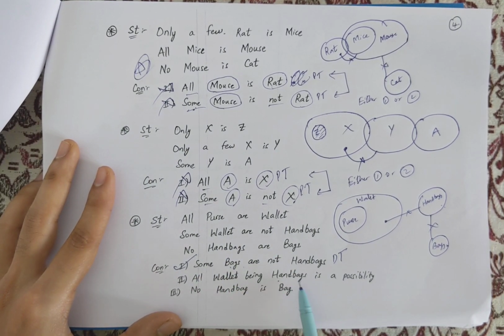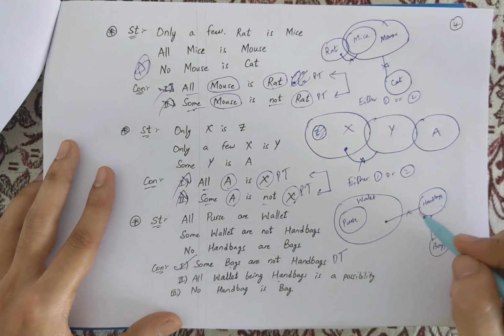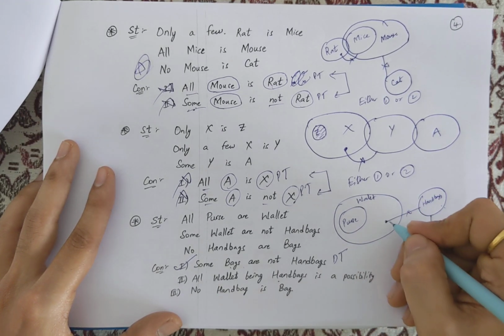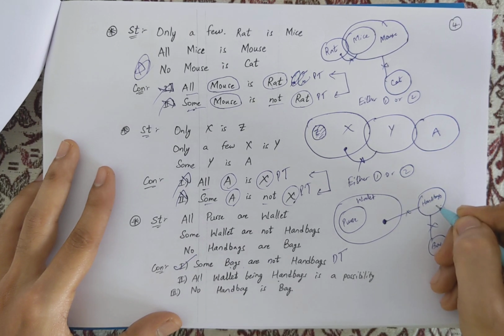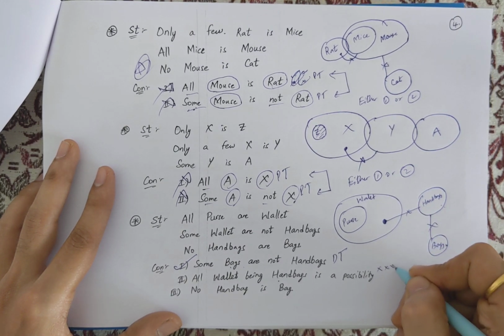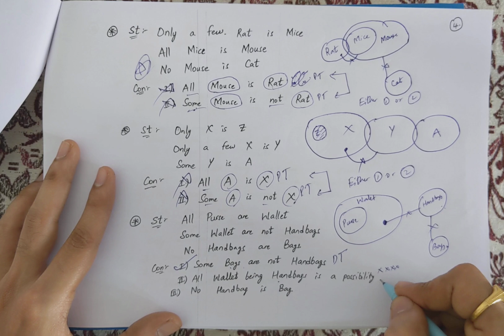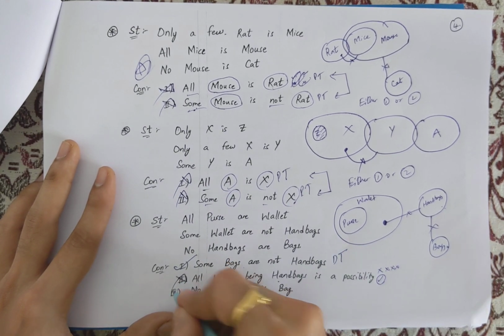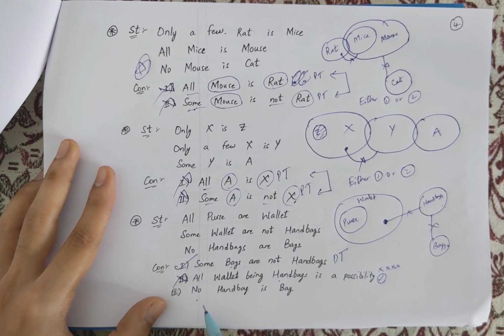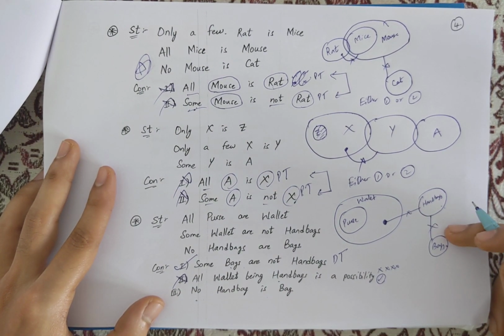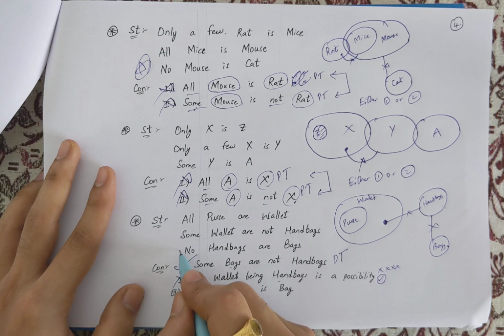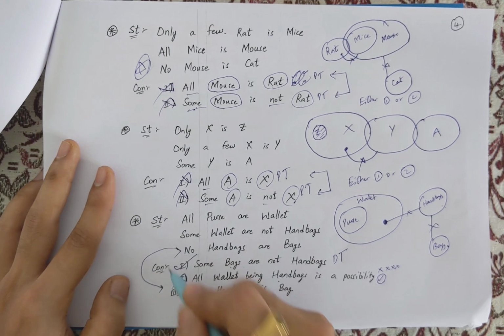All wallets being handbags is a possibility. In the all wallets portion, this part cannot move into handbags. Hence it is always wrong. We can prove it only as wrong, we cannot prove it as right. Hence this is wrong. The third one, no handbags is bags, is definitely true. But if you see the statement, it is repeating the statement.